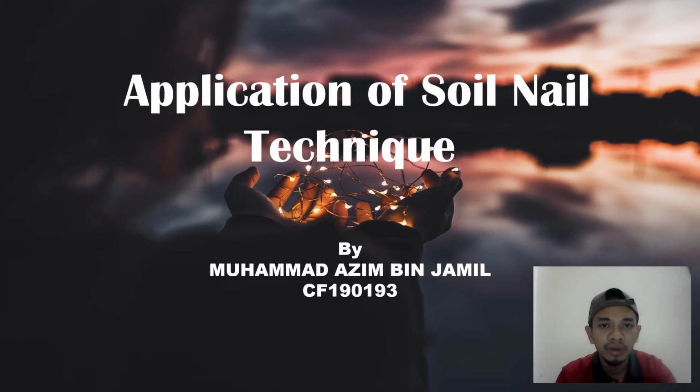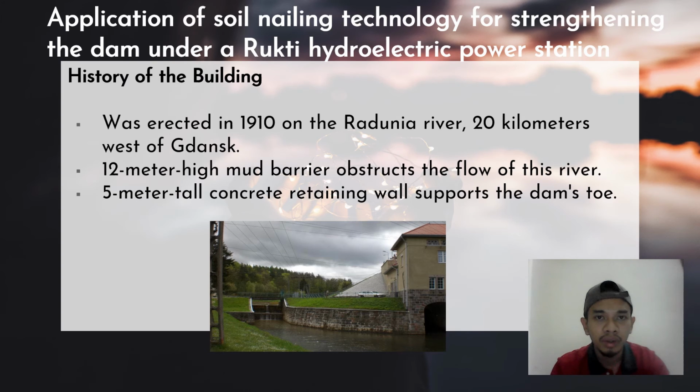Okay, I want to explain about the application of the soil nail technique. This part shows the Rocktree Hydroelectric Power Station. It is about the history of the building. Firstly, it was erected in 1910 on the Virginia River. It has a 20 meter high mud barrier obstructing the flow of the river. And lastly, it has a 5 meter tall concrete retaining wall supporting the dam too.